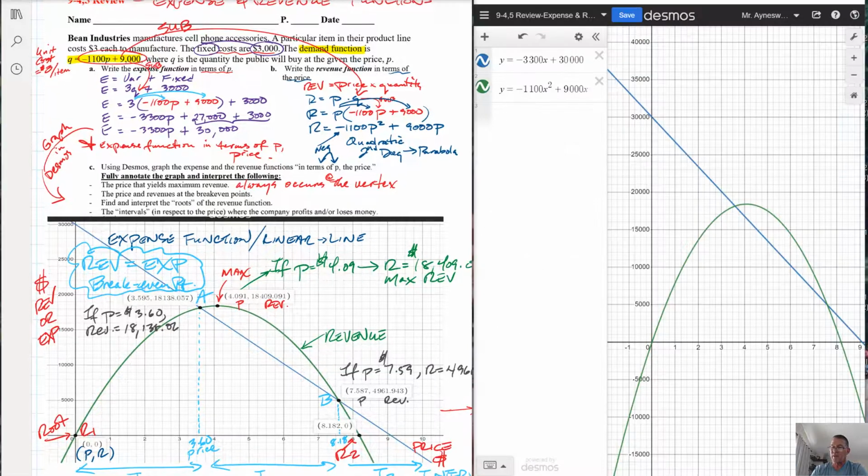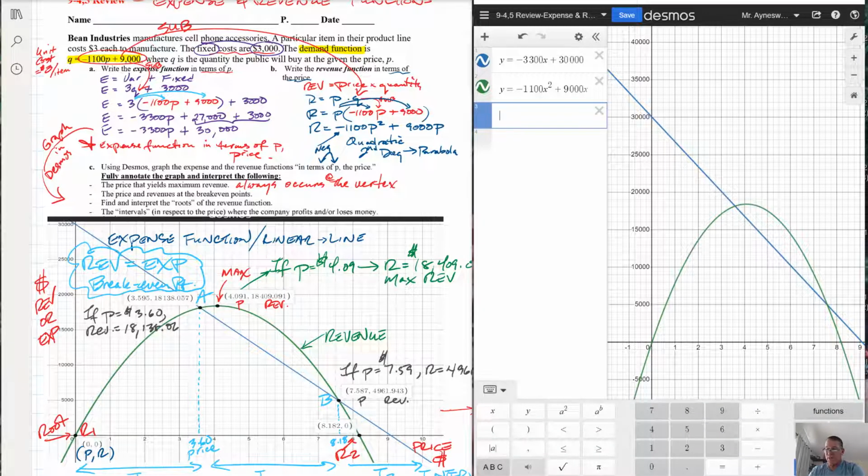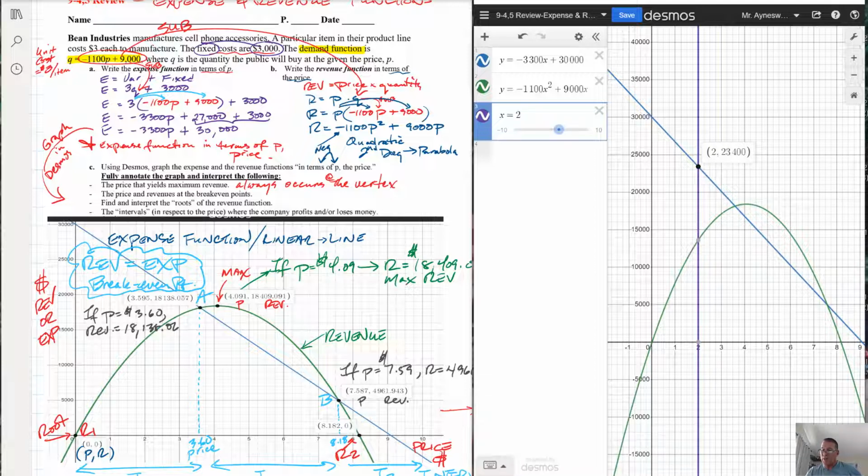All right, so let's go back to here and let's set the price to $2 and analyze it. Now the price is on the x-axis, so I'm going to type in x equals 2. And you'll notice that a vertical line appears. Okay, x equals 2 is a vertical line, which represents the price equal to 2. And it intersects the expense function here on the blue curve, and then the revenue function down here.